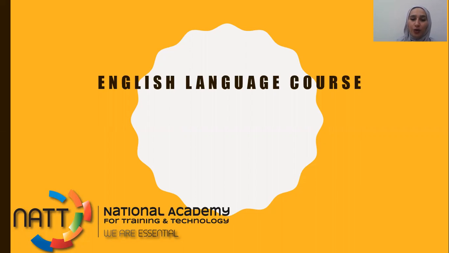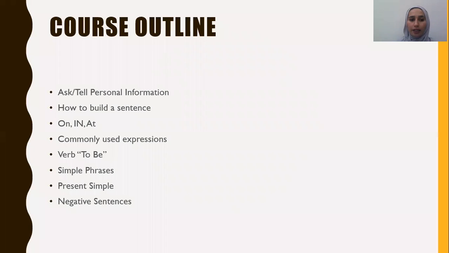Now, at the beginning of this course, you're going to see the outline, the topics that we're going to discuss during this course. These topics are: ask and tell about personal information, how to build a sentence, in, on, at, commonly used expressions, verb to be, simple phrases, present simple, negative sentences. These are the topics that we are going to discuss during our first level.